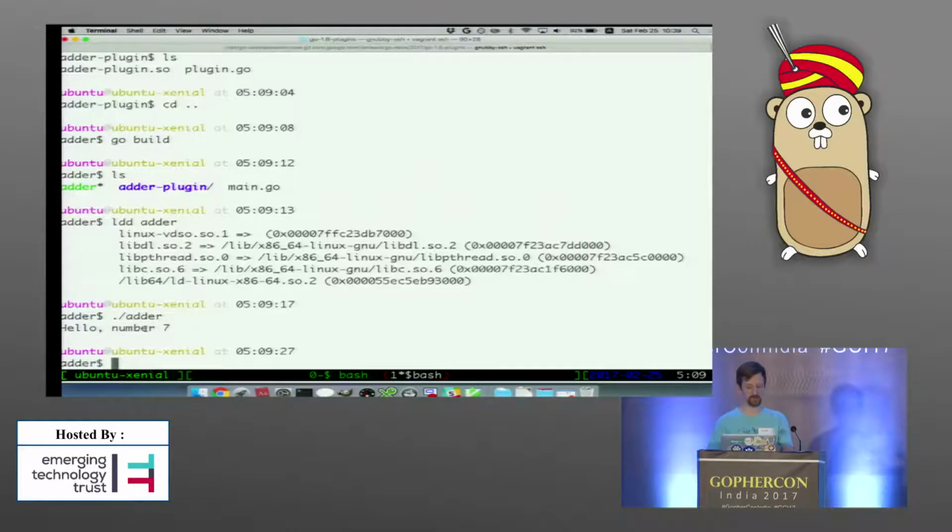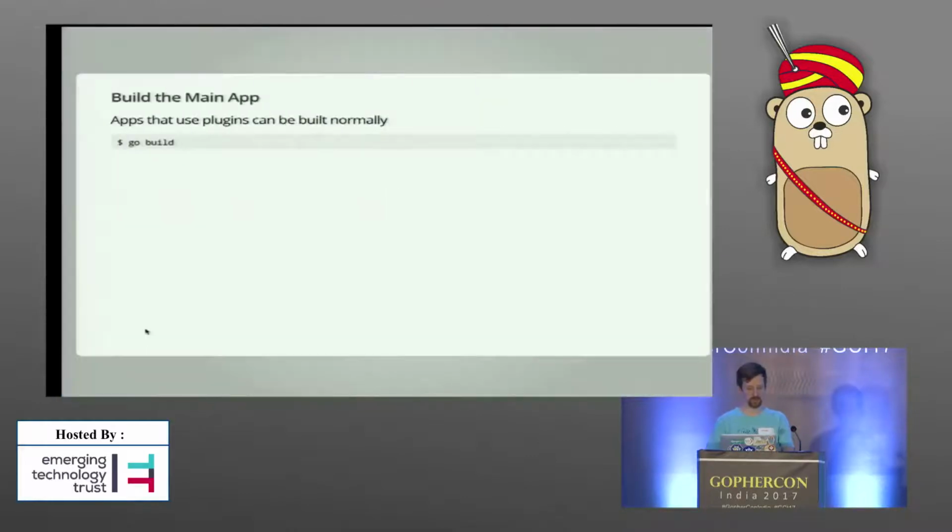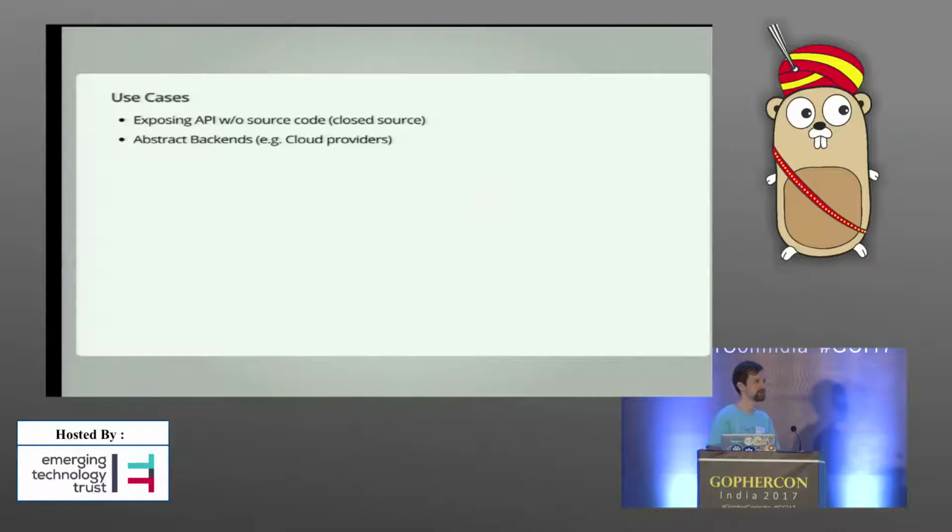So this is simple. We can kind of see that it's actually working, but that's not a very useful example. There are a number of use cases that I can imagine for using something like plugins. One of those might be if you're distributing an application where you're not actually distributing the source code. So say something like a closed source application where you want to give users the ability to extend it by providing some sort of plugin API.